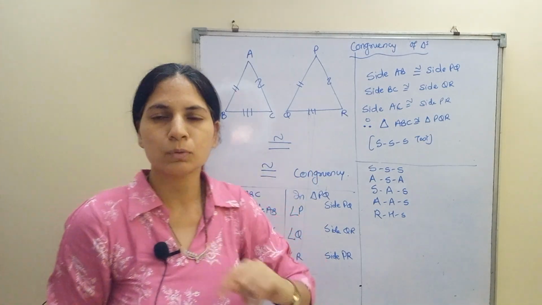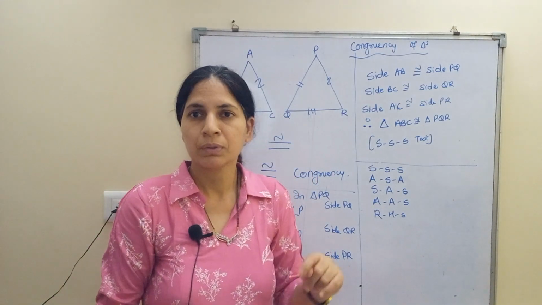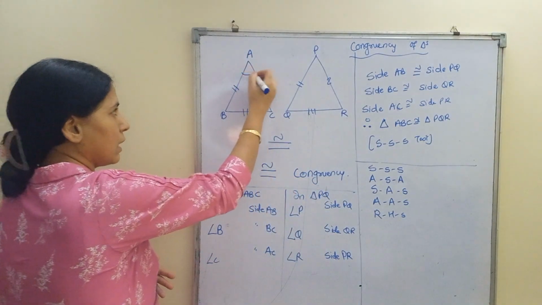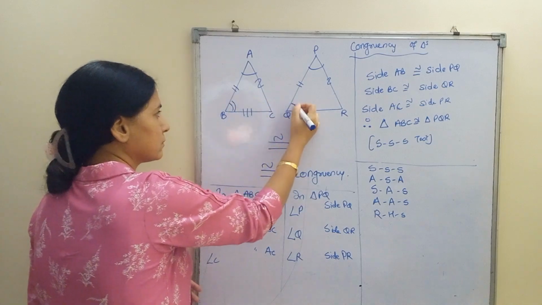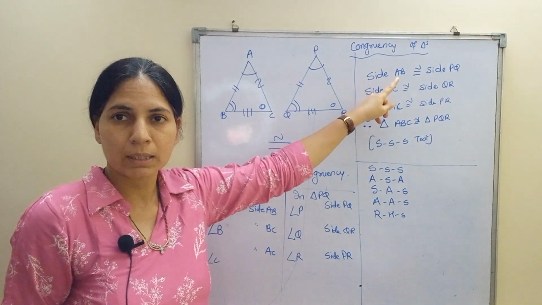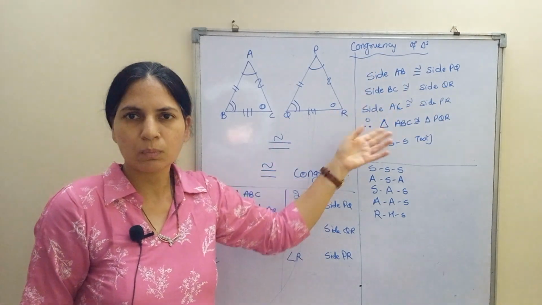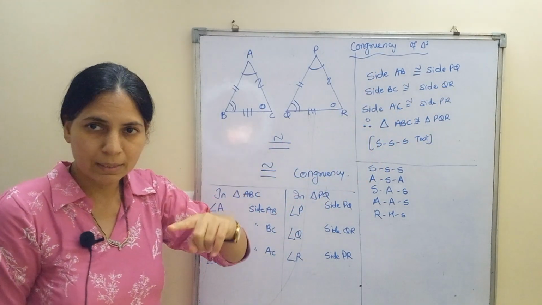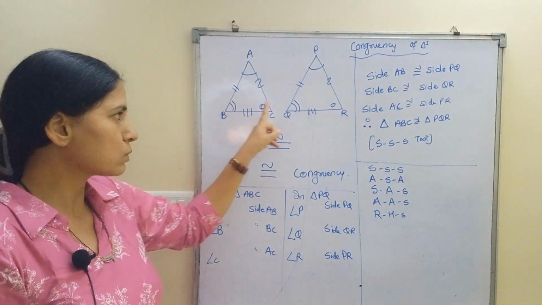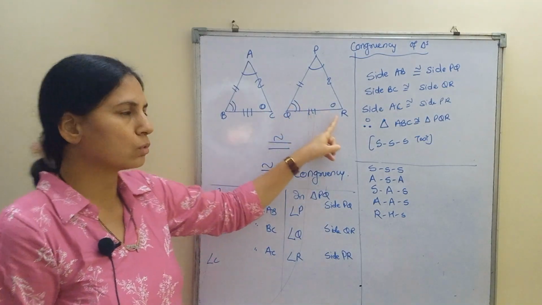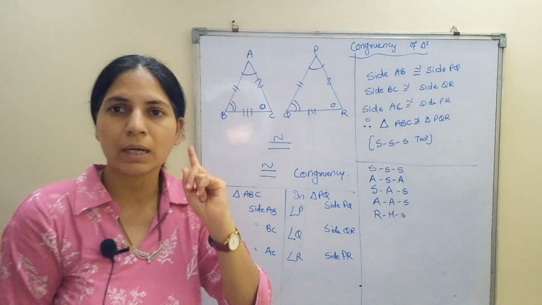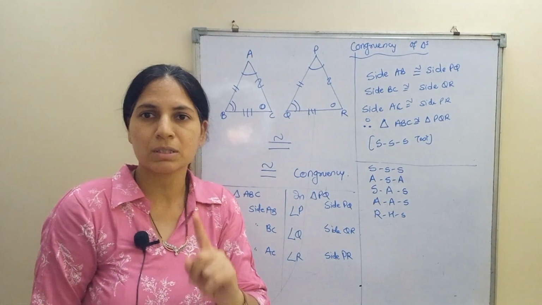Now, why do we have to prove that two triangles are congruent? When two triangles are congruent, the rest of the elements, for example their angles, are also congruent to each other. If I have proved that triangle ABC is congruent to triangle PQR by SSS test, then angle A would definitely be congruent with angle P, angle B is congruent to angle Q, and angle C is congruent to angle R. Reason behind: corresponding parts of congruent triangles, CPCT we call it.